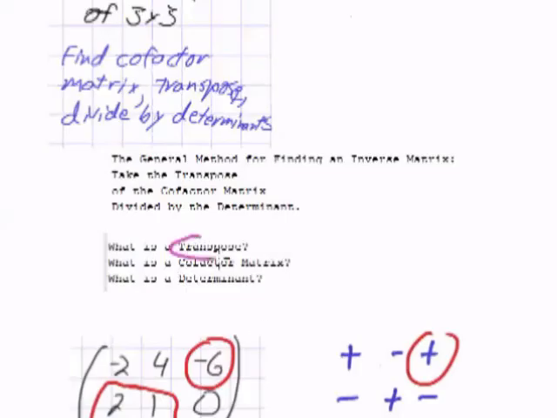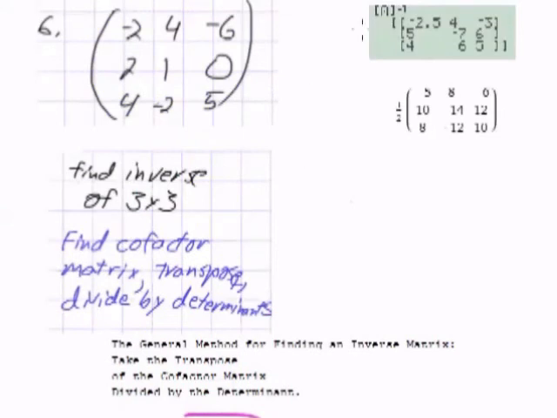So there you have it, the transpose of the cofactor matrix divided by the determinant. That is what the inverse is. And may you always have a calculator available so that you don't have to do it by hand.